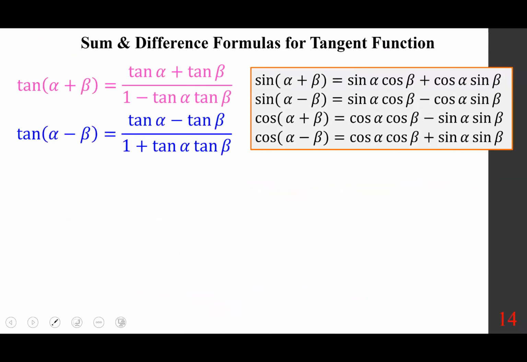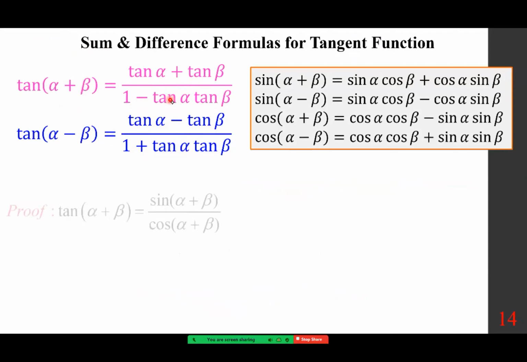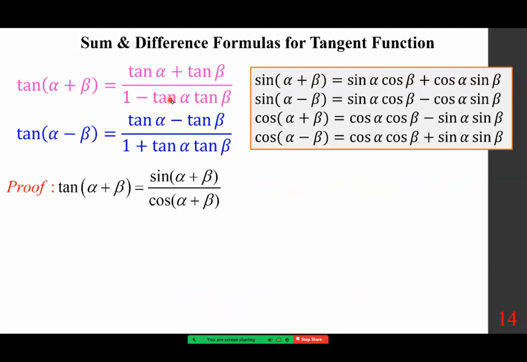All right, what about tangent? Tan of alpha plus beta is tan alpha plus tan beta over 1 minus tan alpha tan beta, and tan of alpha minus beta, basically replace the beta with negative beta, becomes tan alpha minus tan beta over 1 plus tan alpha tan beta. So we're going to prove the top one. And as you know, tangent is sine over cosine.